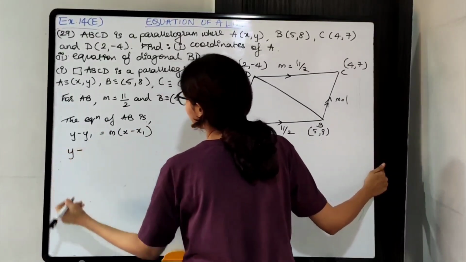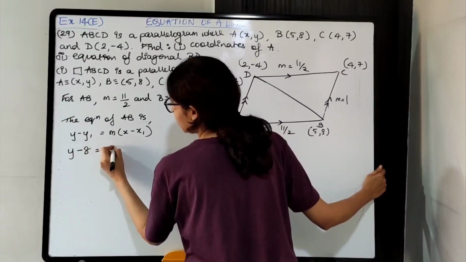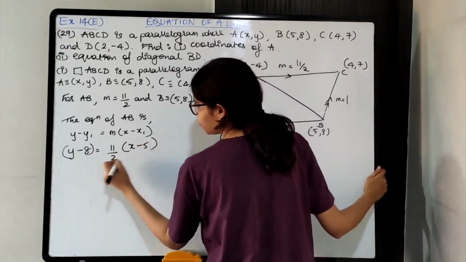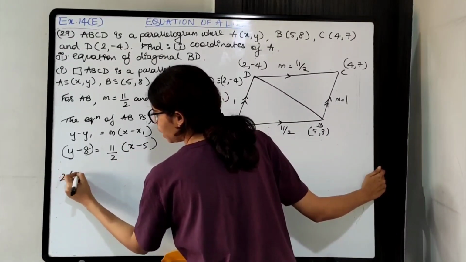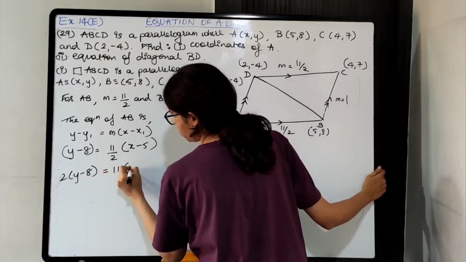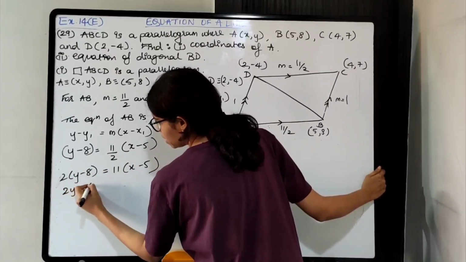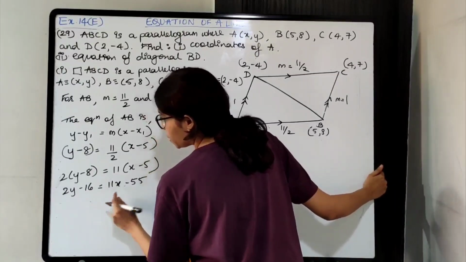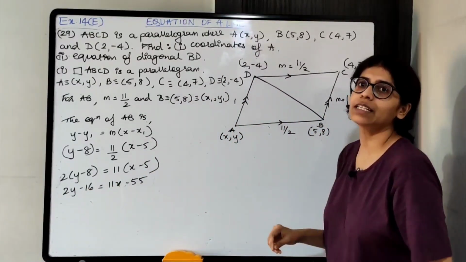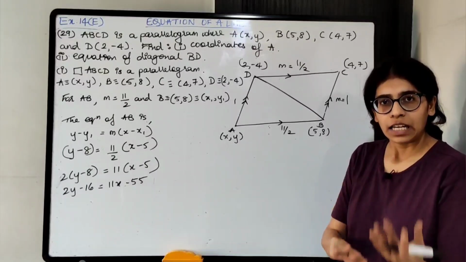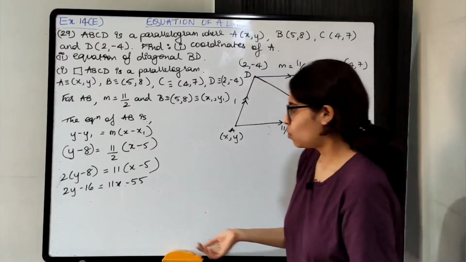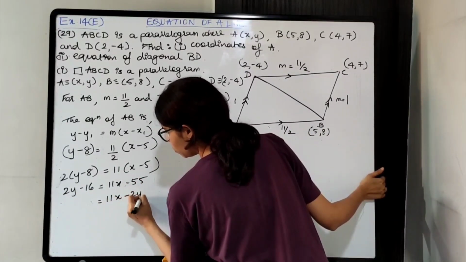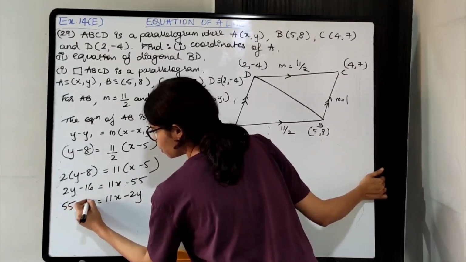Put the values. y1 है 8, m is 11/2. Put brackets, 2 यहाँ पे shift हो जाएगा. x minus x1 is 5. So 2 into y minus 8 is equal to 11 into x minus 5. 2y minus 16 is equal to 11x minus 55. Okay. So bring this in linear equation form. Linear equation में कैसे लिखते हैं equation को? x and y LHS में and number RHS में. So I want to keep x positive, so I'm shifting 2y over here. 11x minus 2y हो जाएगा and 55 over here. So 55 will become positive.